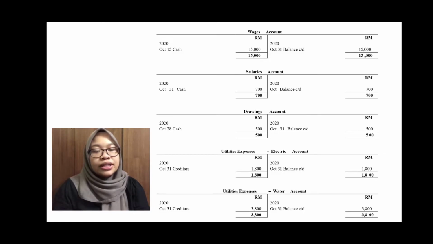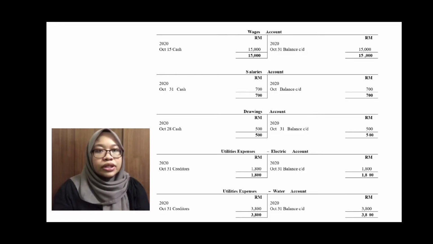Wage account, on 50 October cash, 15,000 ringgit Malaysia. Also the balance on 31, 50,000 ringgit Malaysia. For the salary account, on 31 October cash, 700. Also the balance on October, 700. The drawing account, on 28 October cash, 500. Also the balance of credit and debit, 500.